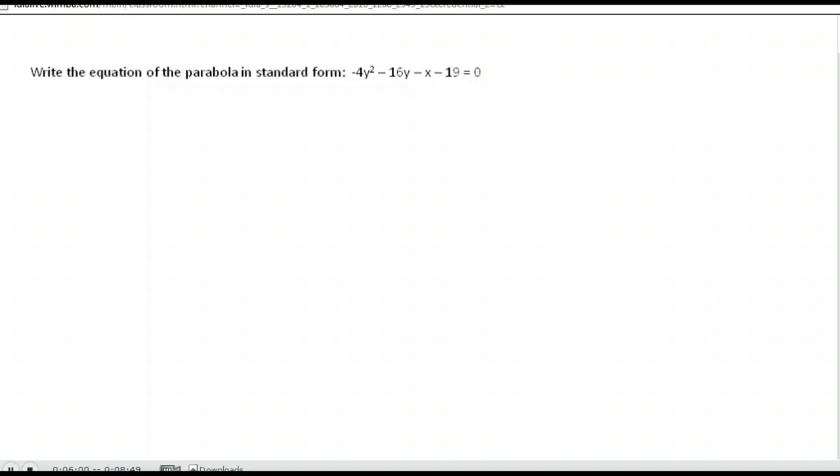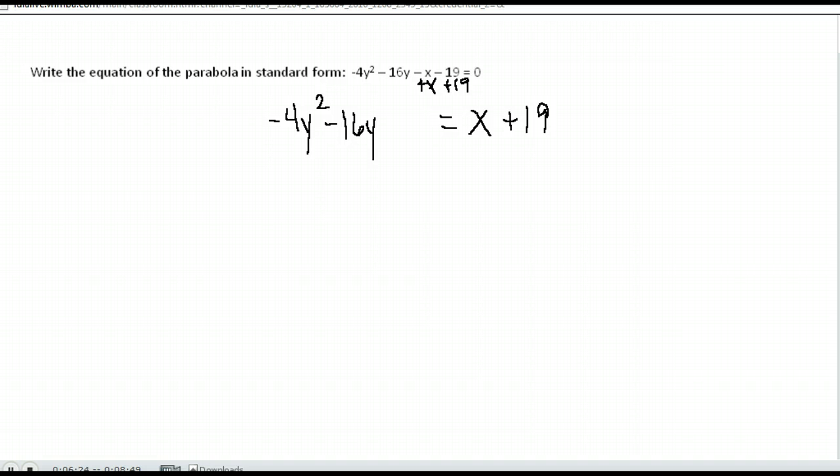All right, last example. So again, steps for putting in standard form for a parabola are to take whatever is squared and leave it on the left-hand side. In this case, the y was squared, so we're going to put all the y's on the left-hand side, and move everything else to the other side. So I would have on this side a positive x and a plus 19 if I use the rules of algebra to move those. Okay?